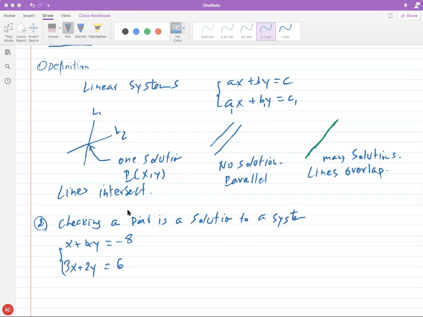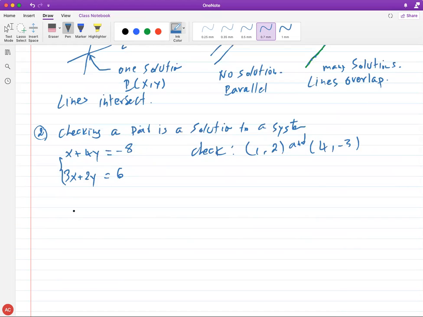Let's try some random pairs. We're going to try a couple of pairs. If there is a solution, it will be in the form of a pair. So let's check 2 pairs. Actually, we're going to check maybe (1, 2), and then we're going to check another point, maybe (4, -3). Okay, so (1, 2) is the first possible solution.